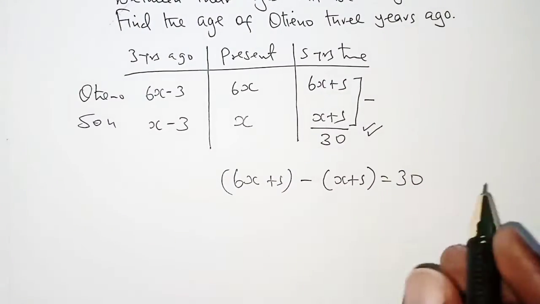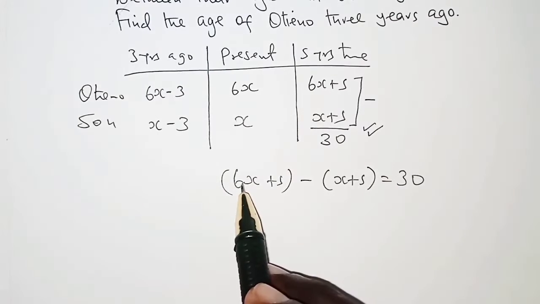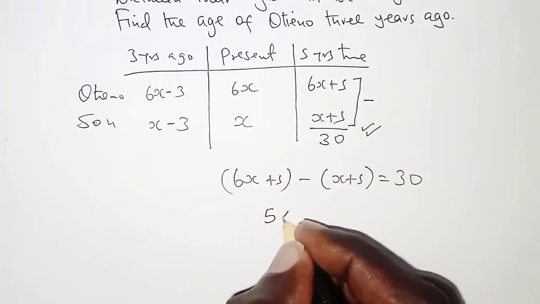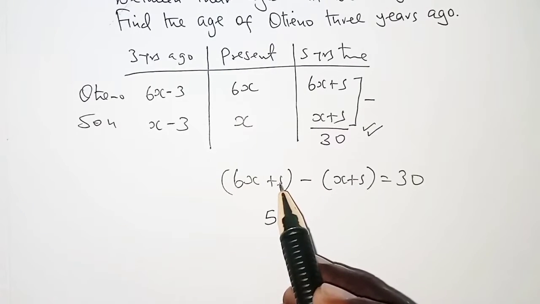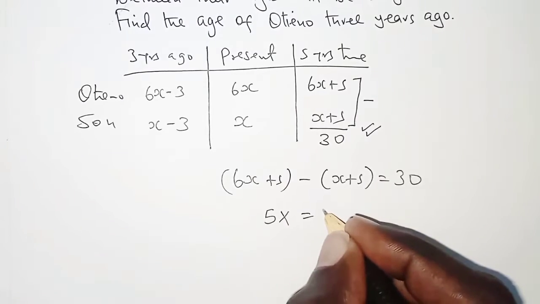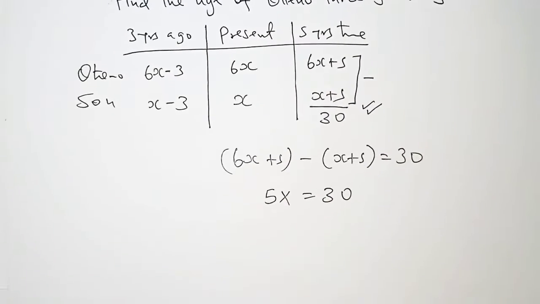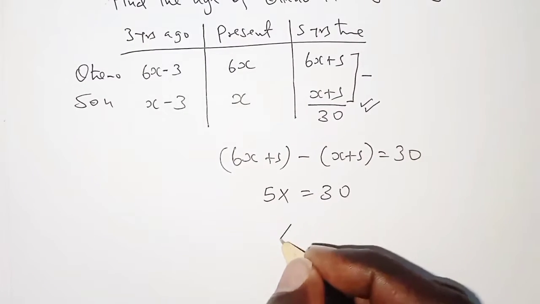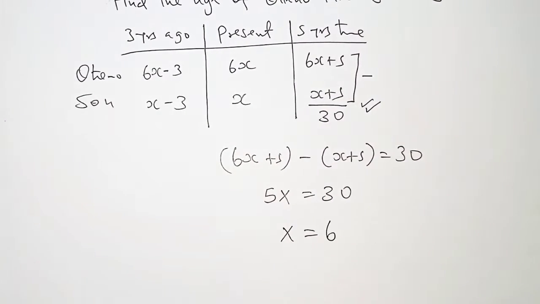So when you subtract this, this should be 6x minus x, that is 5x. And then here we have 5 minus 5, that is 0. So we have 5x is equal to 30. And then from here, dividing both sides by 5, x becomes 6.